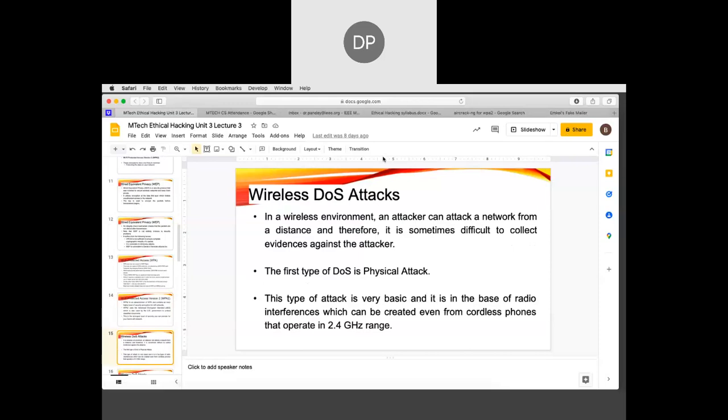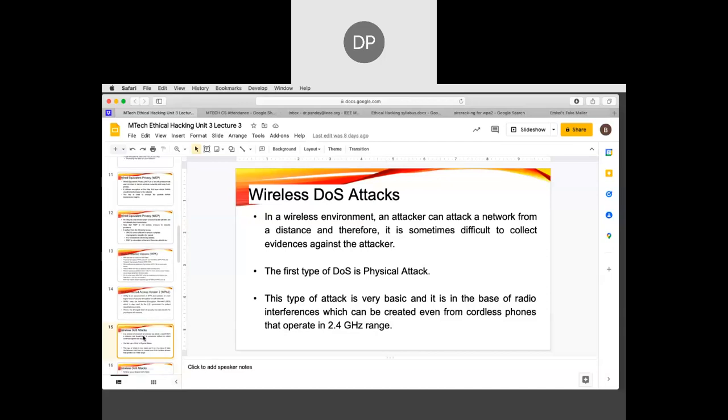Wireless DoS attacks. In a wireless environment, an attacker can attack a network from a distance, and therefore it is sometimes difficult to collect evidence against the hacker. The first type of DoS is the physical attack. This type of attack is very basic and is based on radio interference, which can be created even from cordless phones that operate at 2.4 GHz.